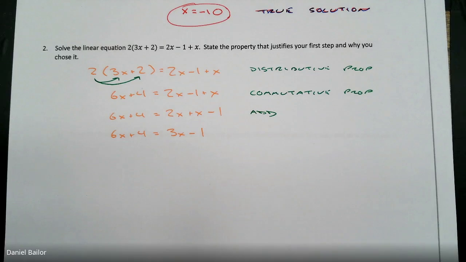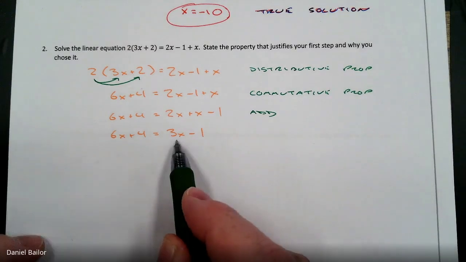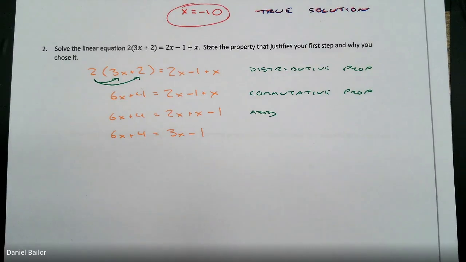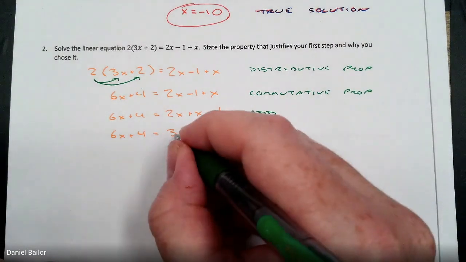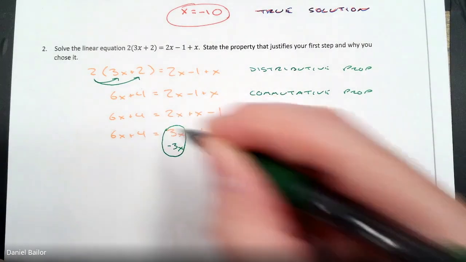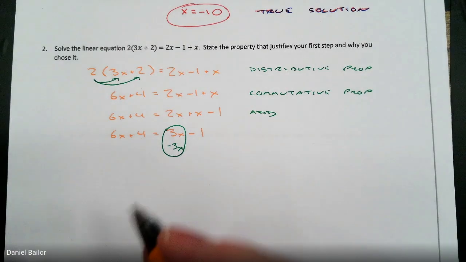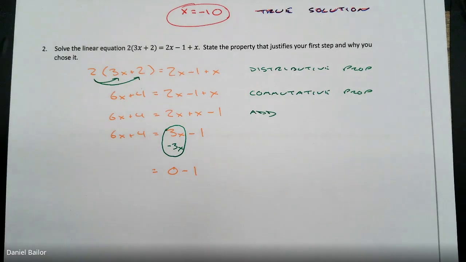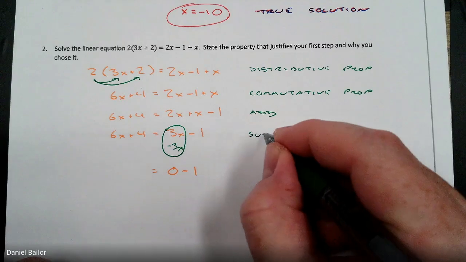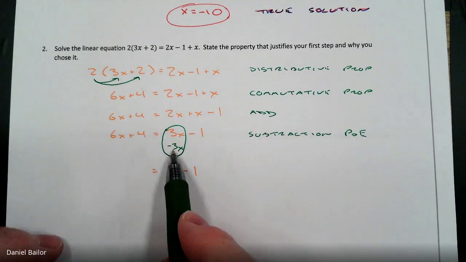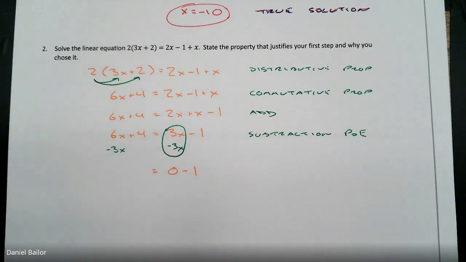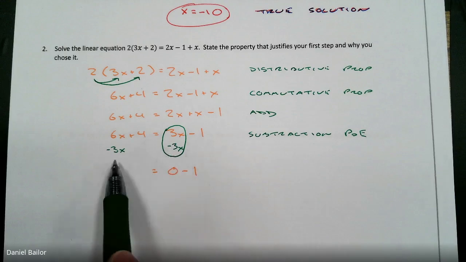Now I need to think about moving the x to one side and all the numbers to the other side. So to do this, I'm saying, okay, well, I have 6x on this side and 3x on this side. I need to take them away from one side, and in my mind, doing minus 3x is easier than doing minus 6x. So I'm going to do 3x minus 3x to get 0. So I get 0 minus 1. But remember, I need to use the subtraction property of equality. Because if I do minus 3x on this side, I have to do minus 3x on that side. I need it to stay equal, so I need the same change to happen to both sides.